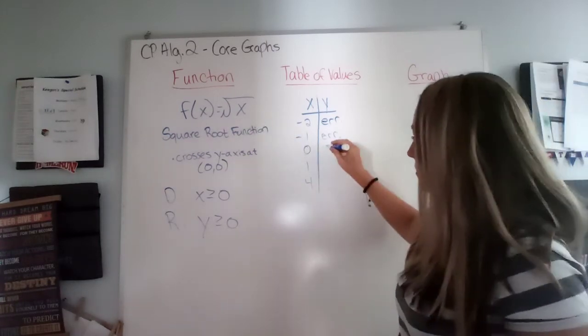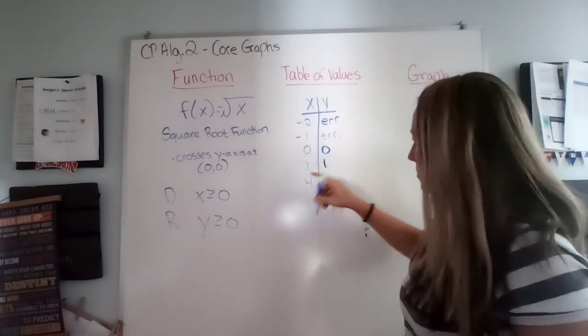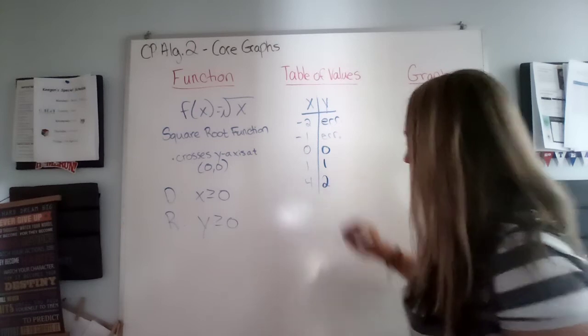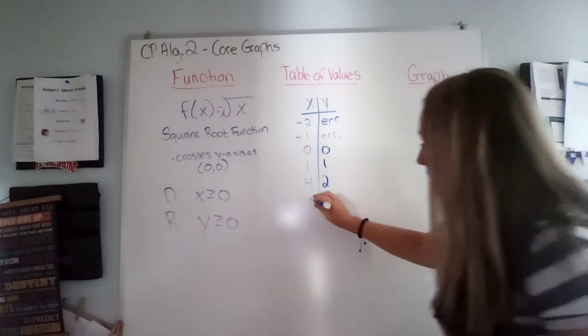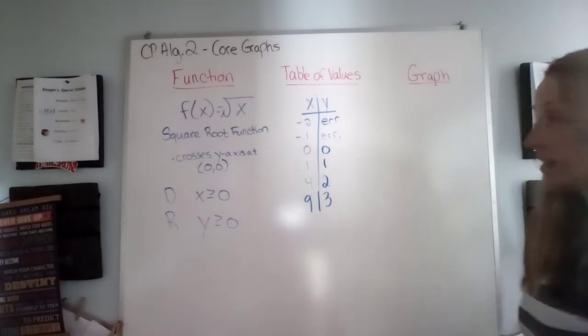Square root of 0 is 0. Square root of 1 is 1. And square root of 4 is 2. Okay, and we could keep going. I'd probably try 9 next. The square root of 9 is 3. Try your perfect square values because then you get nice values to graph.